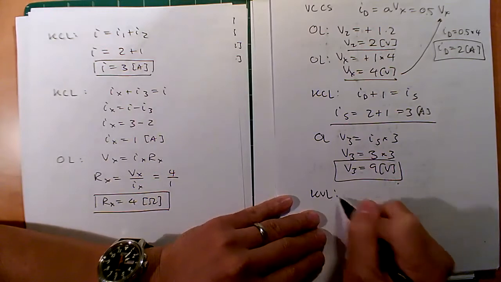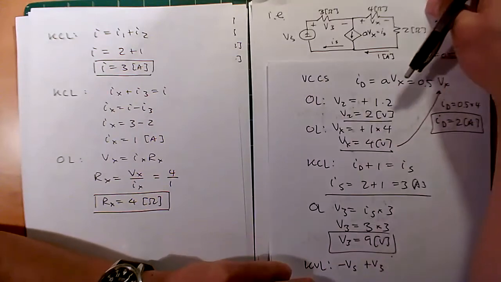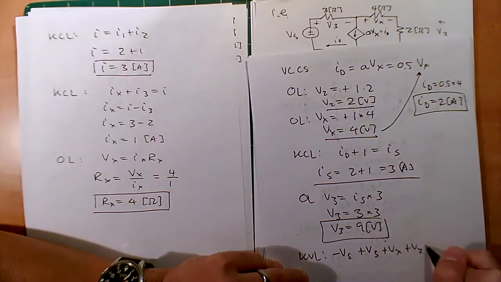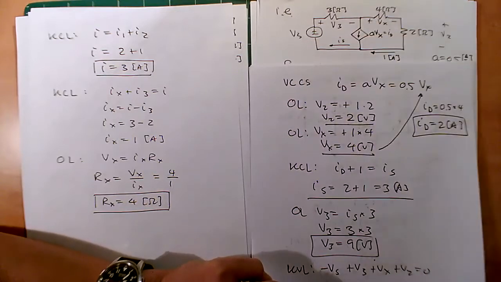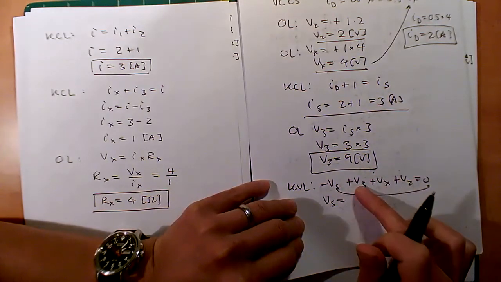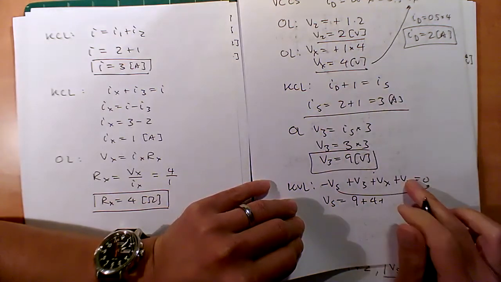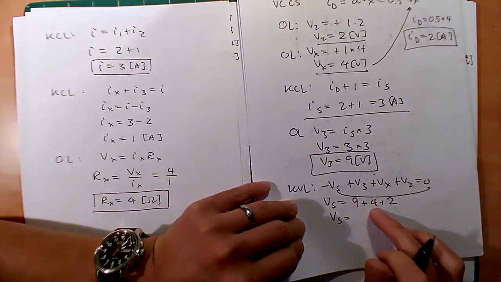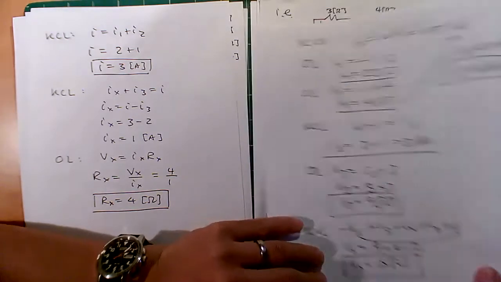So KVL, I'm going to say minus Vs plus V3, plus Vx plus V2 equals 0. And so I can just bring this Vs to the other side. So Vs equals all of this. So V3, which we solved as 9, plus Vx, which we solved for as 4, plus V2, which we solved for as 2. And so Vs is equal to 9 plus 4, 13. 13 plus 2 is 15 volts. And that's the final answer.